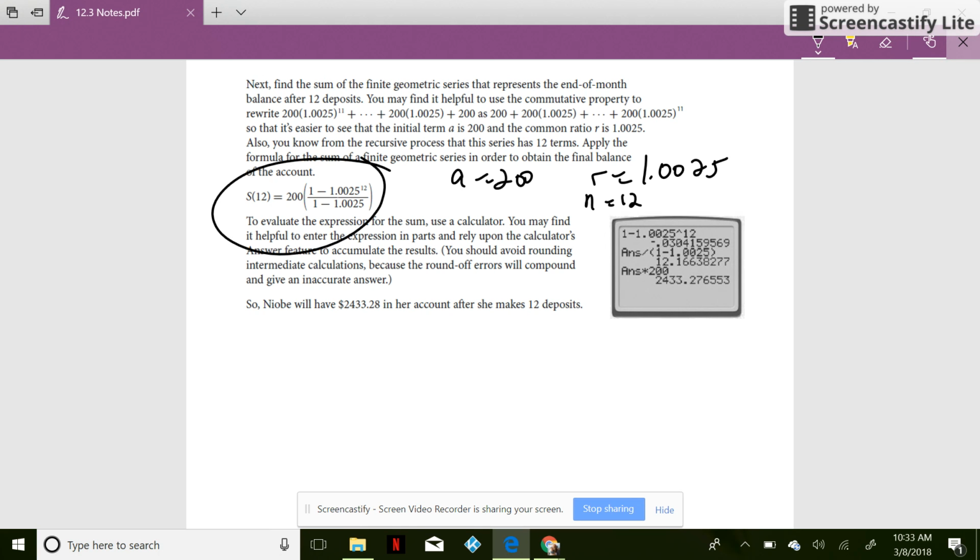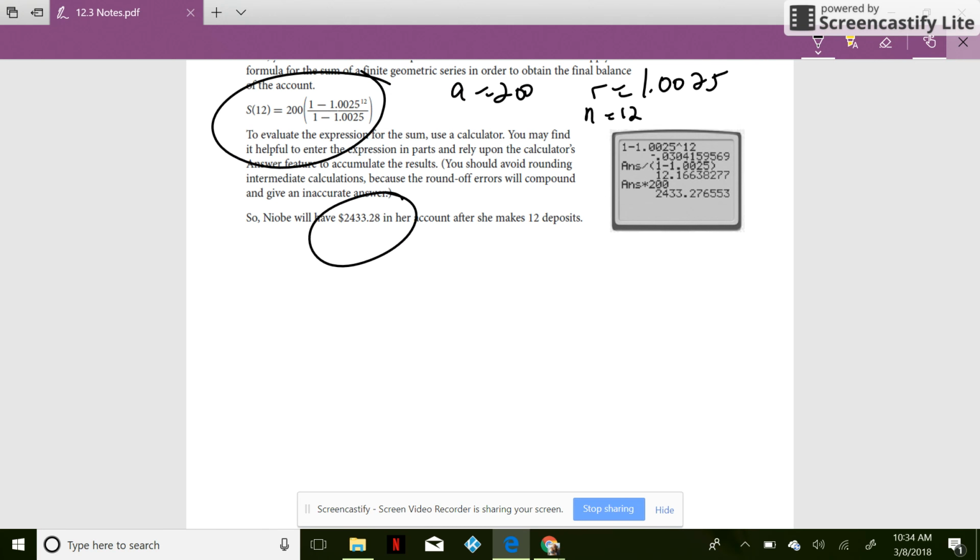Plugging those in, you get that. Again, this is all calculator work. Probably best to do it in that order that they're showing you. Do the numerator first, and then divide by the denominator, and then multiply by 200. So that's showing you her account balance that she'll have after 12 deposits.